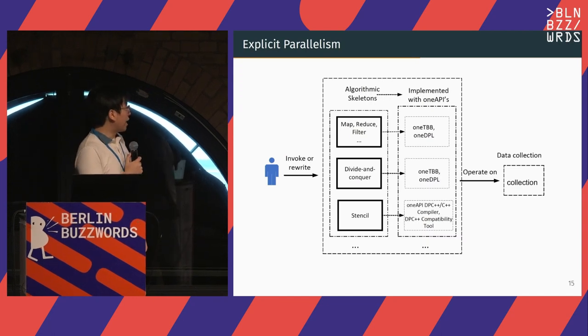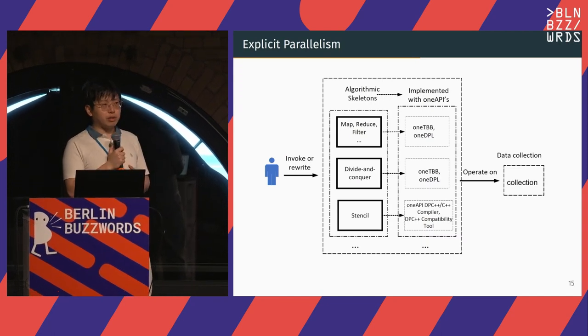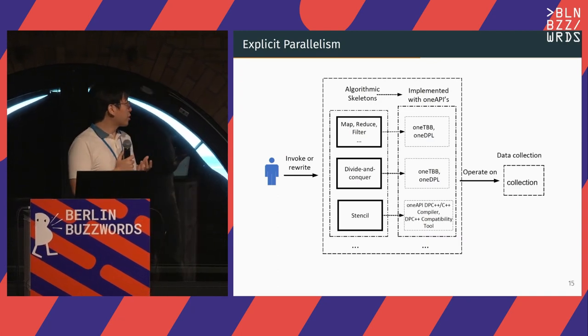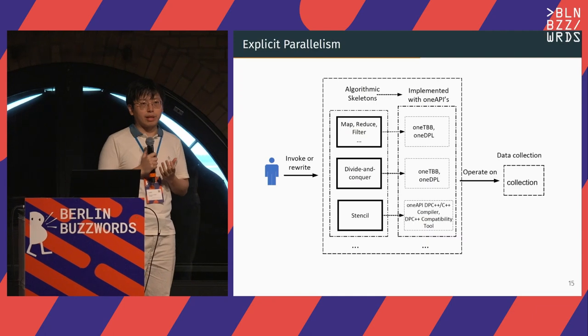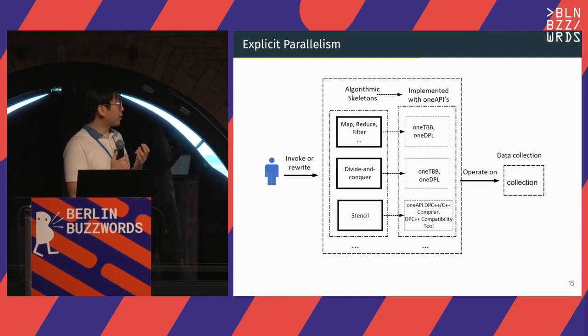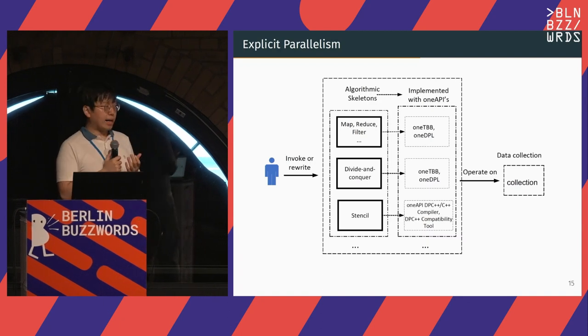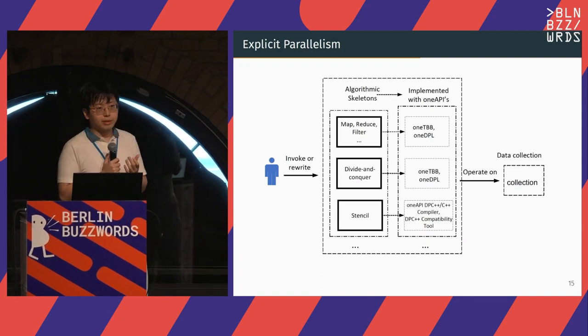So we have provided parallelized versions of map, reduce, and filter. And we have also provided task-based skeletons, such as divide and conquer. We have also provided stencil as another algorithmic skeleton.